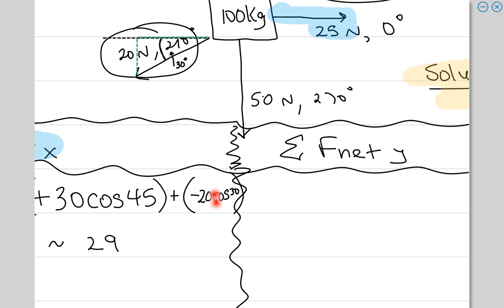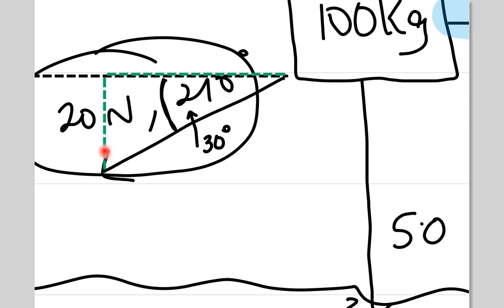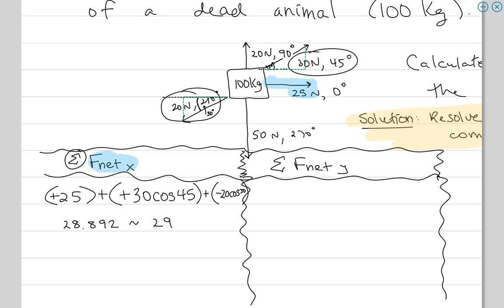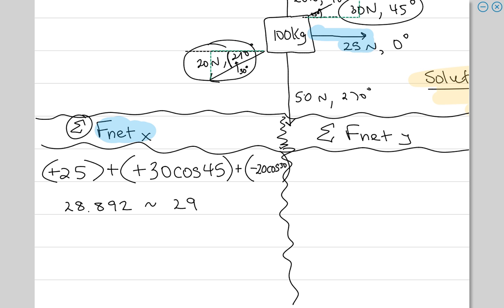Now where's this one? So that's the negative 20 cos 30. It's this force of 20 newtons, but we want this x component, which is going west, so that's why we label it negative. So 20 is the hypotenuse times cos 30, and it's negative. And then we sum all that, and we get 29, roughly.